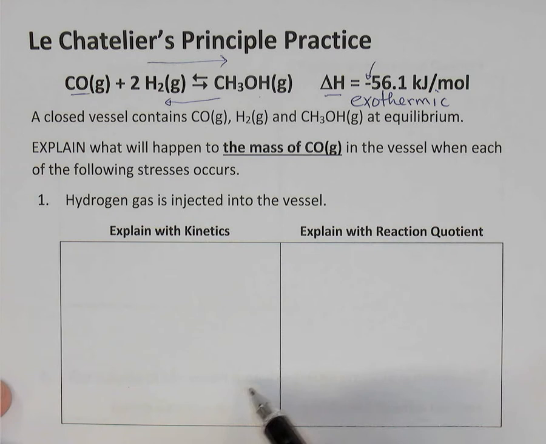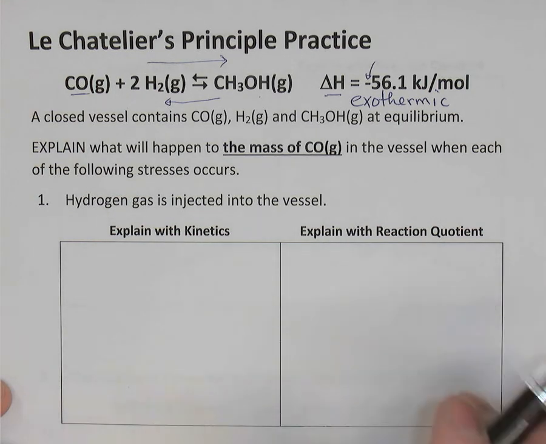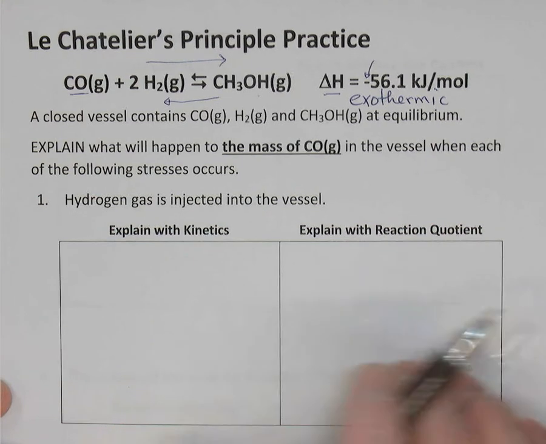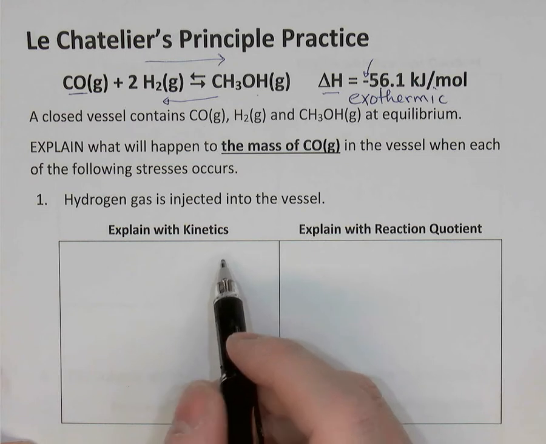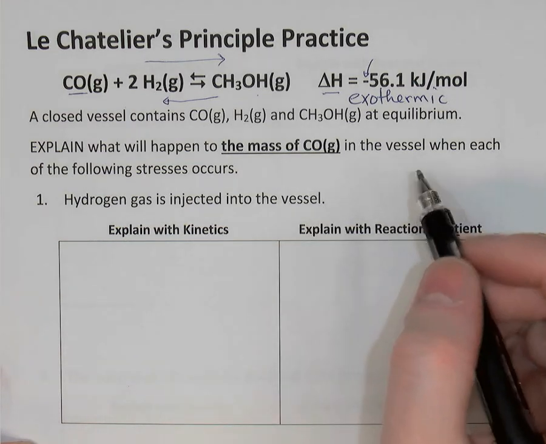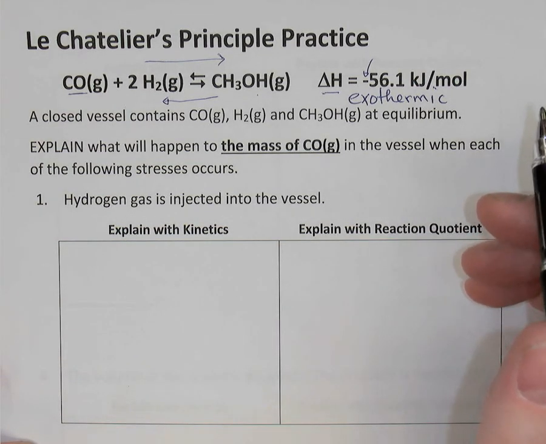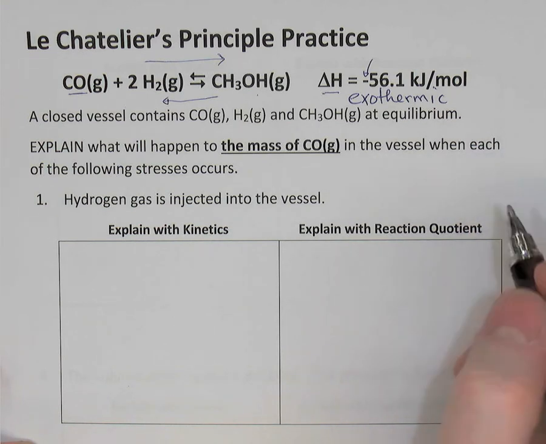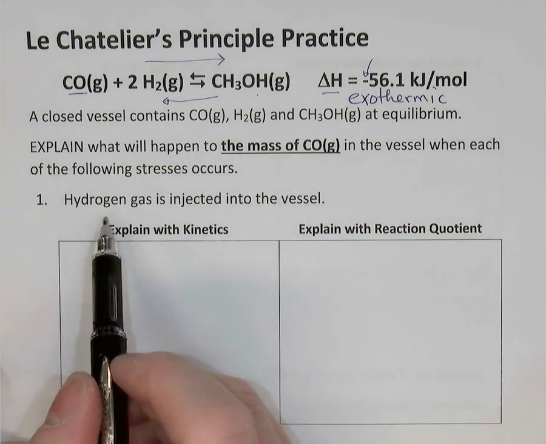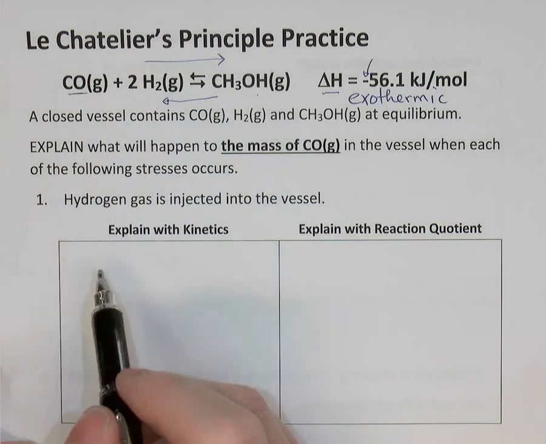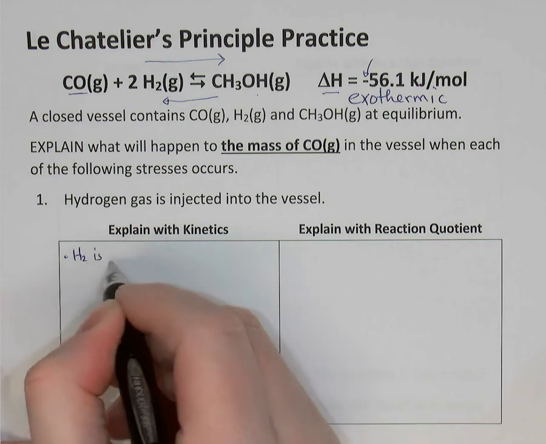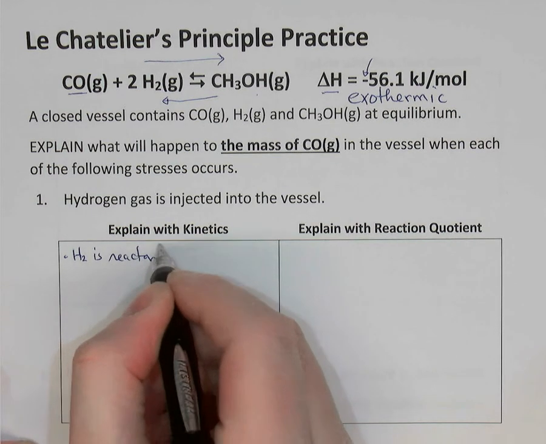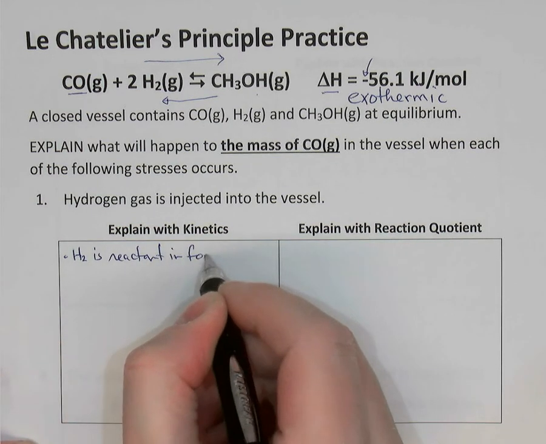Now, I can explain this with kinetics, or I can explain with the reaction quotient. On a test, you would choose one method or the other. You wouldn't waste time explaining with both methods. So first of all, with kinetics, we know from our kinetics unit that one of the factors that affects rates is the concentration of reactants. So I notice here that in the equation, hydrogen is a reactant in the forward reaction. So H2 is a reactant in the forward reaction.